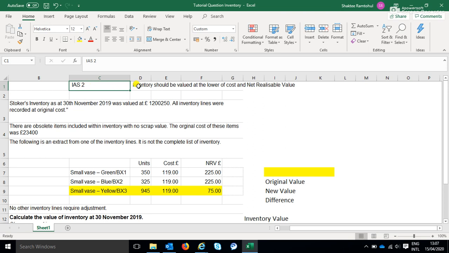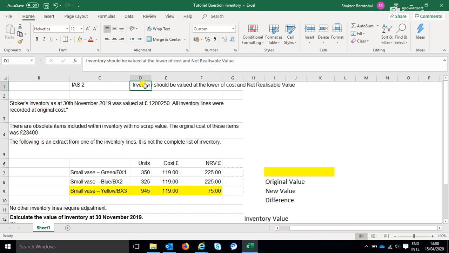IAS 2 states that inventory should be valued at the lower of cost and net realizable value. The reason we want to do this is because in accounting, there is a concept known as the prudence concept. We want to keep our inventory value low because we don't want to overestimate profits. Imagine if we did, that would be bad for the company, bad for the shareholders, and so on and so forth.